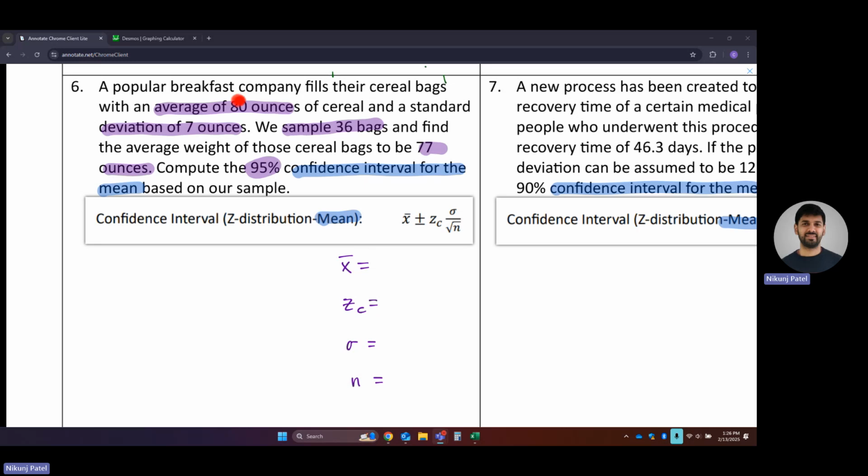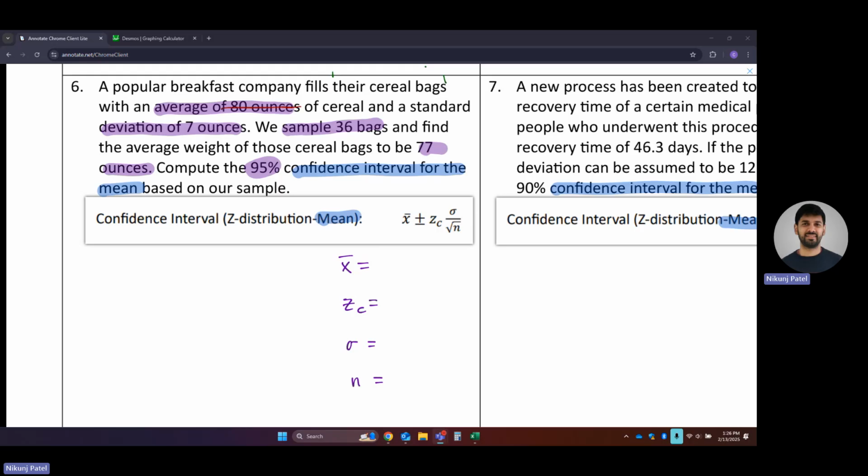So in the problem, there were 2 averages. There was an average of 80 ounces and there is an average of 77 ounces. Now, only one of them is X bar. The other one is mu. The first one that it told us was mu because it's talking about the entire breakfast company in general. That is considered to be mu, so we don't want to use that. We don't need that in this problem, actually.